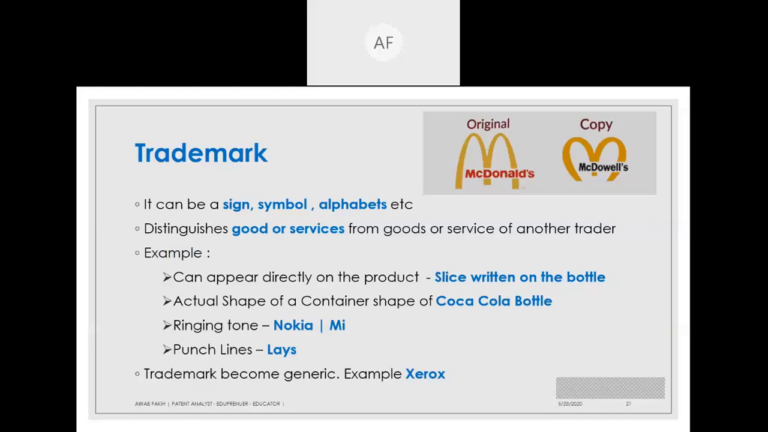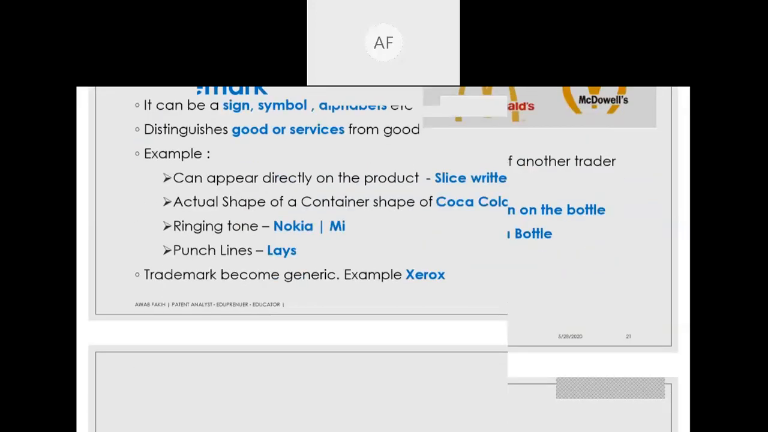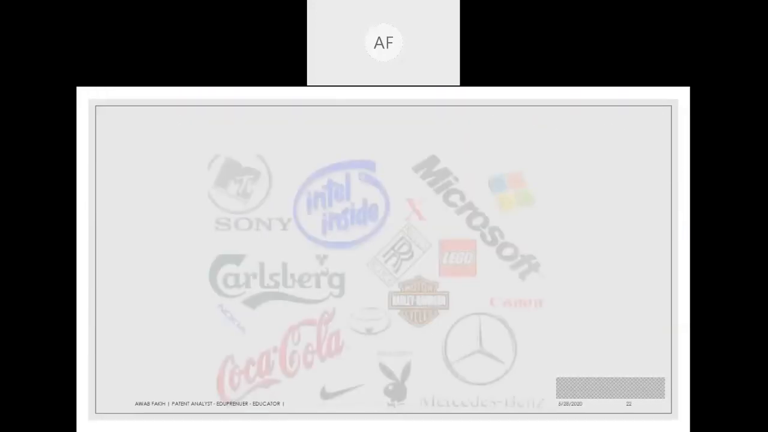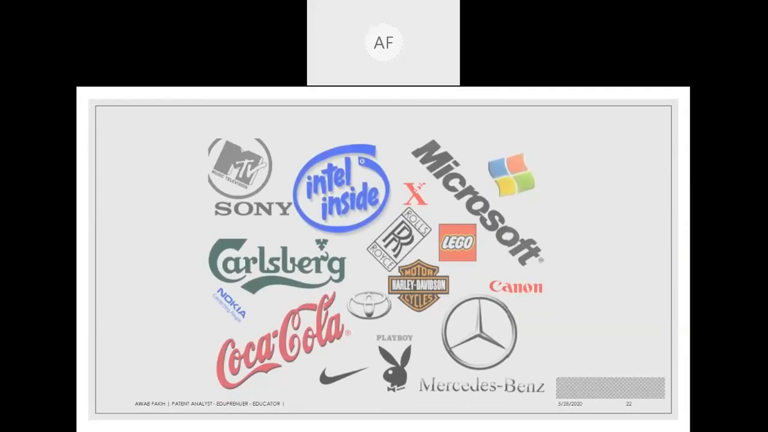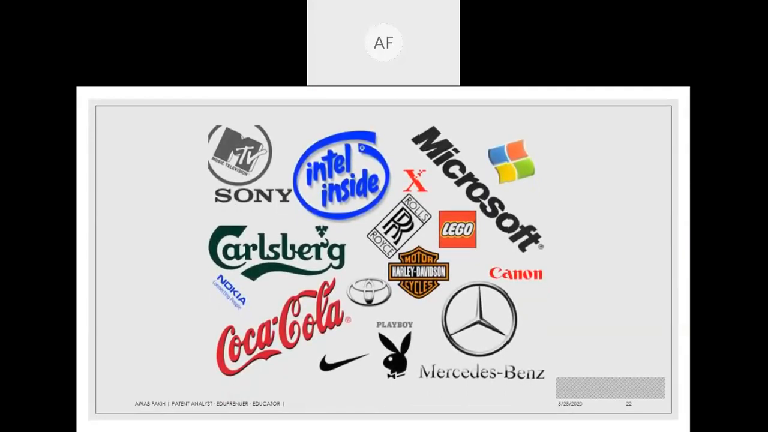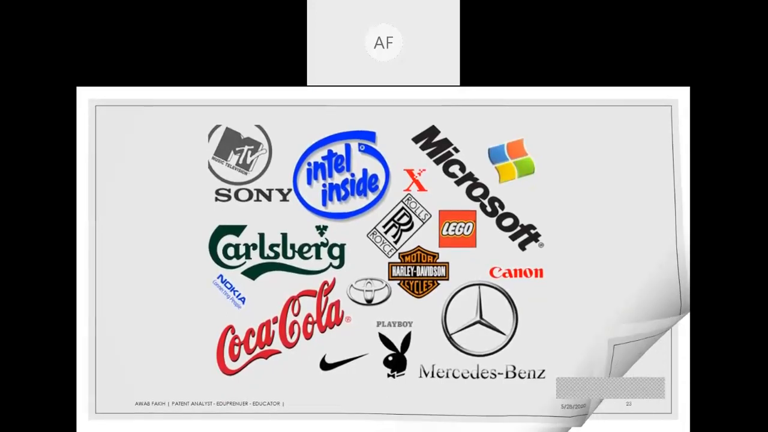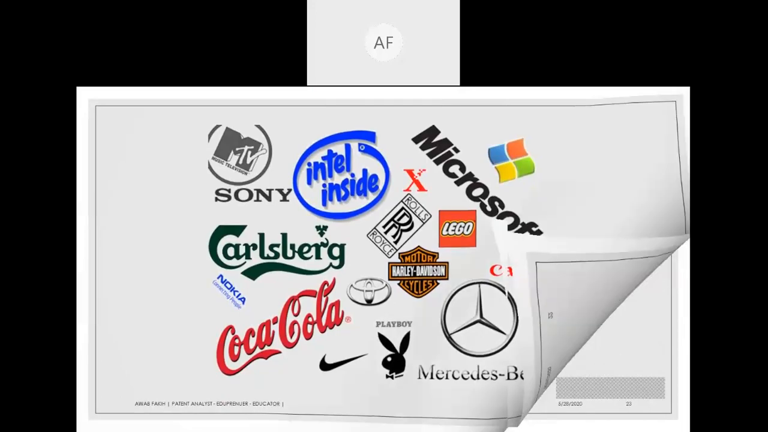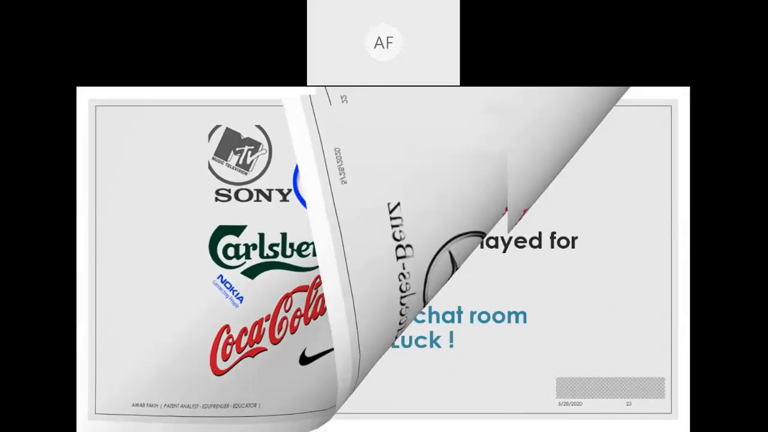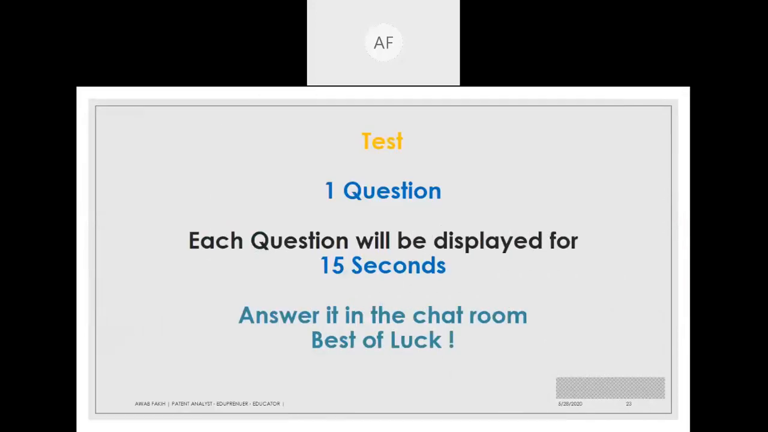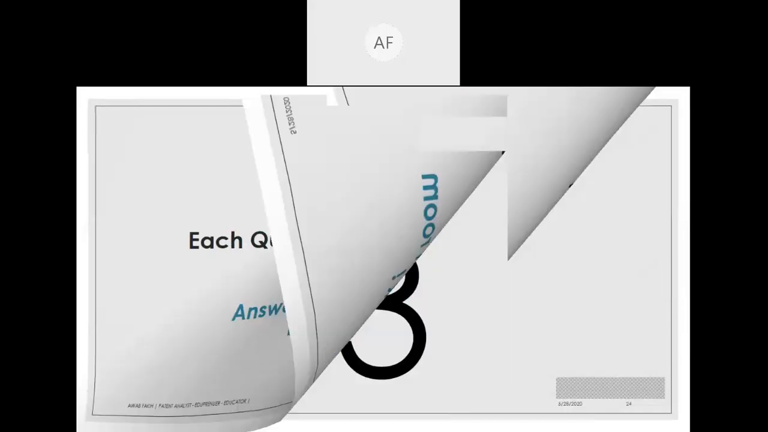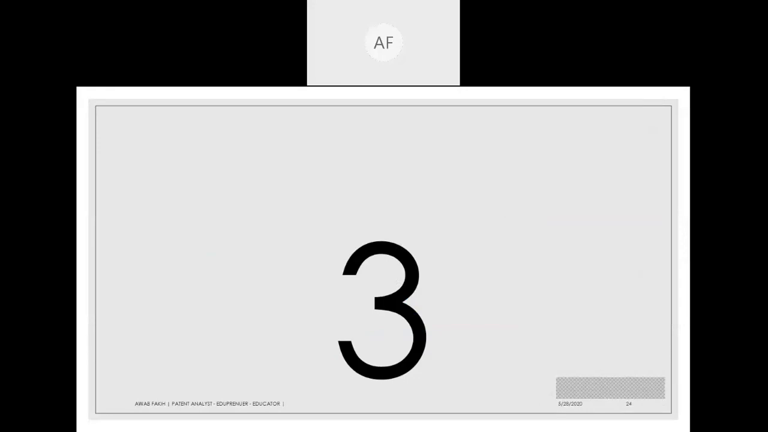Okay. So with a little knowledge about the trademark, let's go with a few MCQ-based questions. Those are a few famous logos which you have all already seen, the trademark logos, just for your reference. You will be having only one question. That question will be displayed for 15 seconds. You just have to answer in the chat room. Question number one, what is your answer? Best of luck. Here we go.